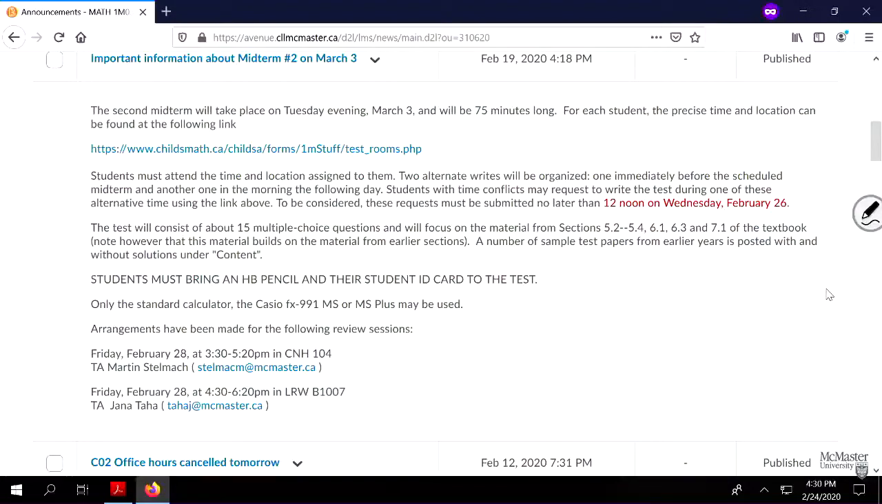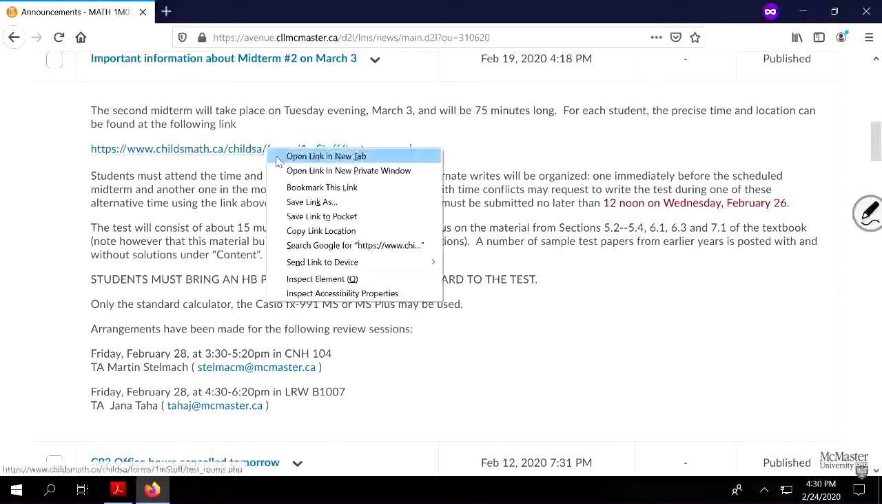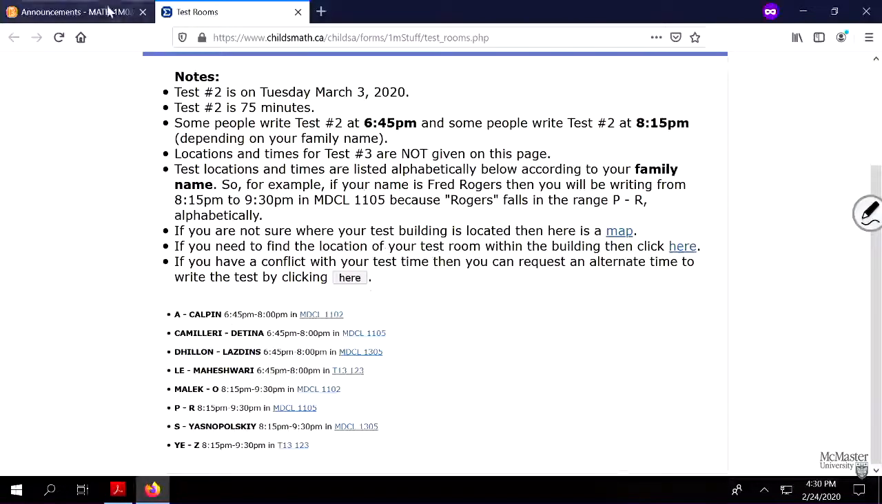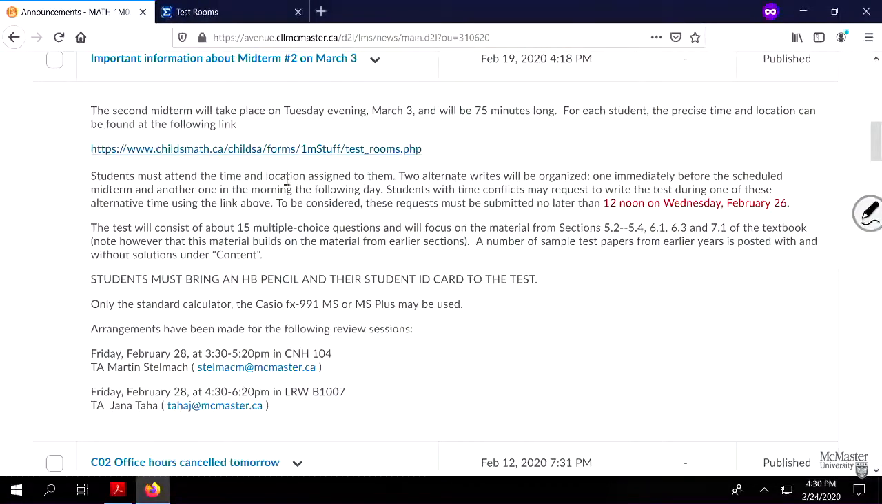So welcome back after one reading week. Before we proceed to the continuation of the material, there is some info regarding the second midterm. As you know, it's on Tuesday, March the 3rd. It's 75 minutes as usual. For each student, the precise time and location can be found at the link that you used last time. You have a given assigned location. There were two people who actually showed up at the wrong classroom, so be careful on that.